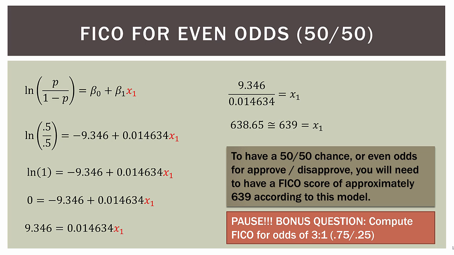Now, we're going to have a bonus question here, so if you want to pause the video to figure it out, do so now. And that is, compute the FICO score you would need to have odds of 3 to 1, or odds of 3, which is another way of saying a 75% probability of being approved when you walk into the bank. So if you want to use this slide to figure that out, go ahead and pause the video now, and then we'll come back in the next slide and solve it.